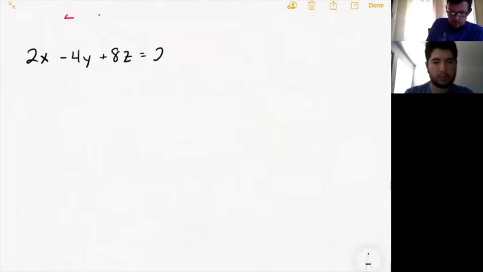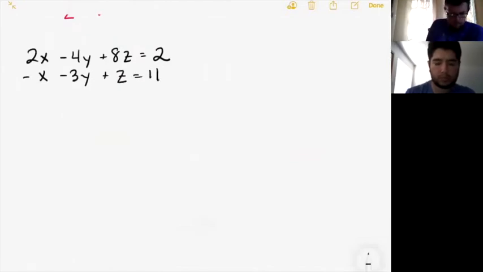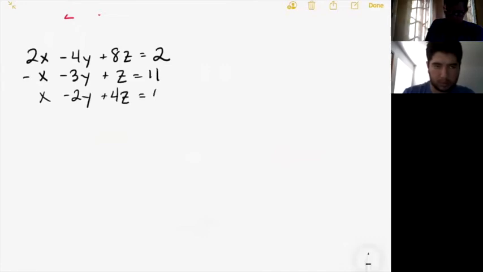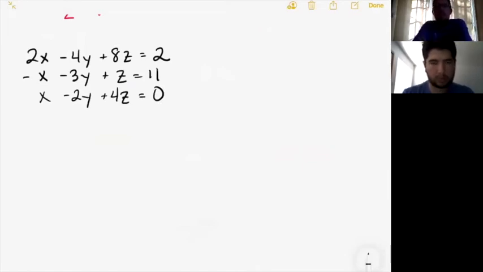This one's going to have a little trick to it, of course. So our first equation is 2x minus 4y plus 8z equals 2. Our second equation is -x minus 3y plus z equals 11. And our third equation is x minus 2y plus 4z equals 0.